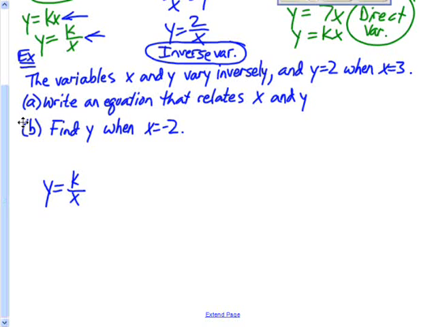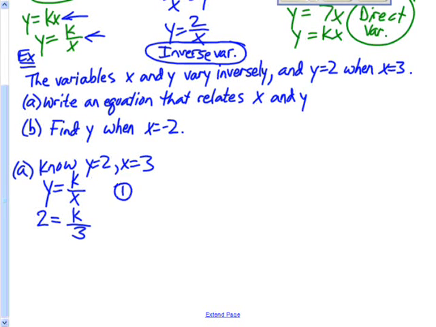So for part A, you say, I'm going to write an equation that relates x and y. So I know y equals 2 when x equals 3. I'm going to plug those in and write an equation so I can solve for k here. Y equals 2 when x is 3. So let's solve for k. The first thing we want to do is solve for k. So substitute x and y in, solve for k.